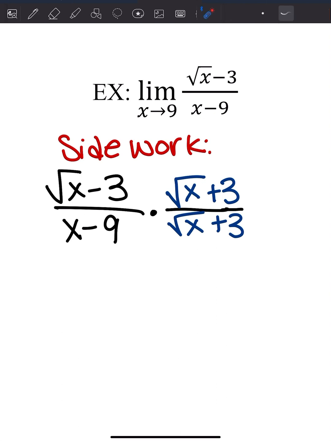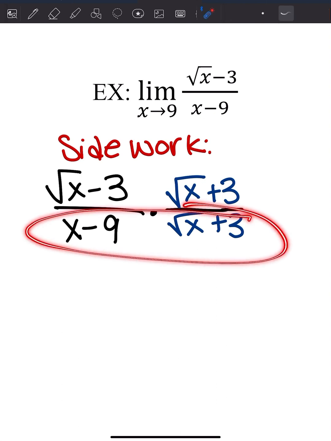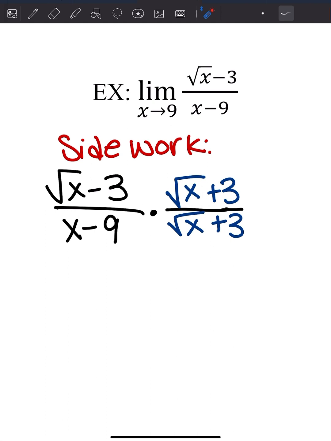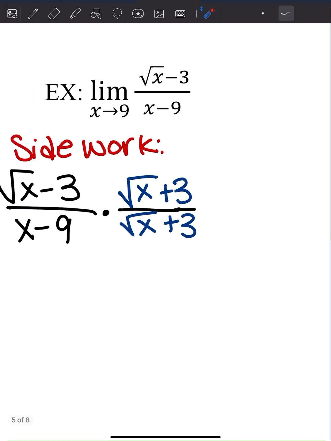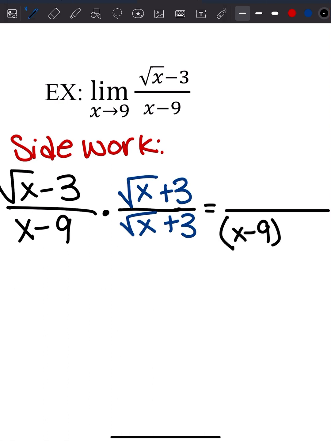So the bottom part of this fraction, we are going to leave alone. We are just going to sit them right next to each other when we are multiplying. The top, on the other hand, we are going to physically multiply out. So I'm going to go ahead and put the bottom over here. So I have x minus 9 times the square root of x plus 3.